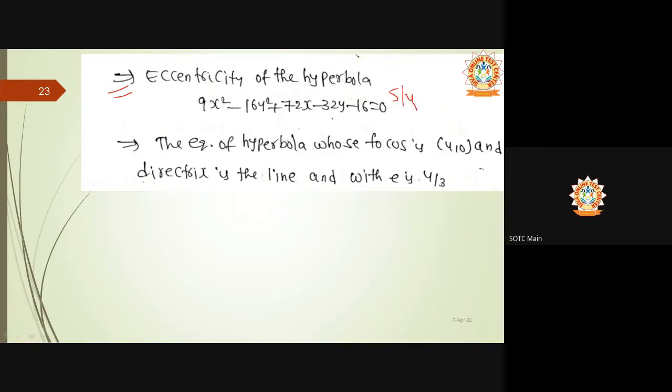Next question. Find the equation of the hyperbola whose focus is 4, 0. 4, 0 is already given. Definitely it is on the x-axis. So your focus is AE, that is equal to 4. They have given the eccentricity is 4 by 3. So substitute the E value. Tell me A. Then utilize the formula B square is equal to A square into E square minus 1. Tell me what B square is coming and what A square is coming.